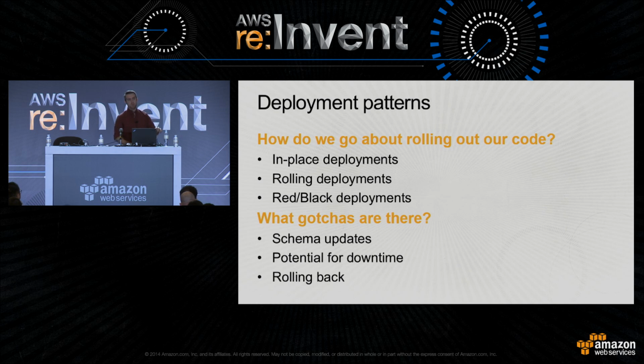We can do in-place deployments on our existing infrastructure. We can do rolling deployments across our existing infrastructure. Or we could do something like red-black deploys or green-blue, whatever two colors you want to pick and put next to each other. I've seen it called both things, and I actually have called it both things myself before. And then there are obviously a number of gotchas, right? Deciding factors in how we're going to deal with this. How to deal with things like schema updates, how are we going to deal with things like potential for downtime, and how are we going to deal with potentially rolling back or rolling forward from our changes.